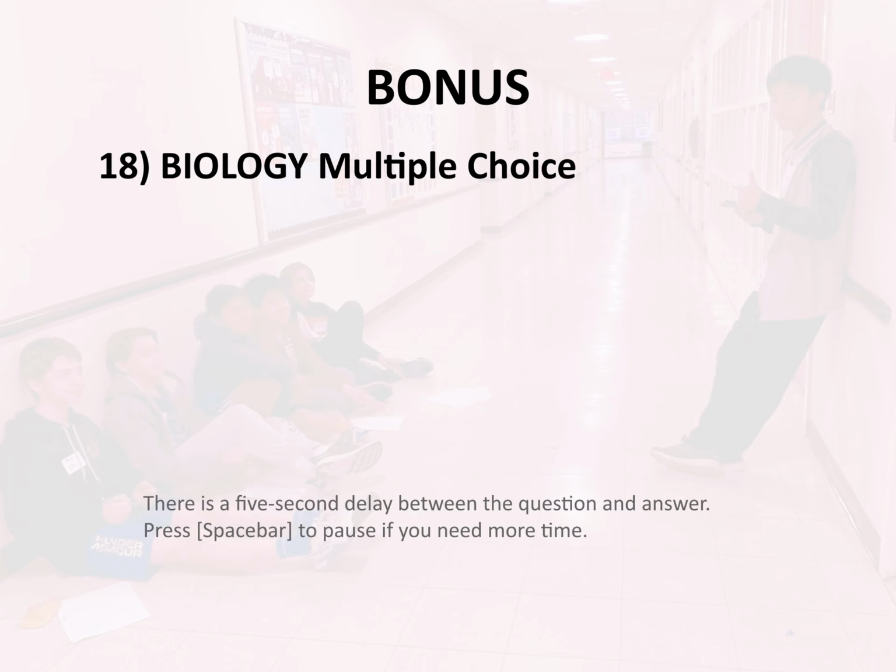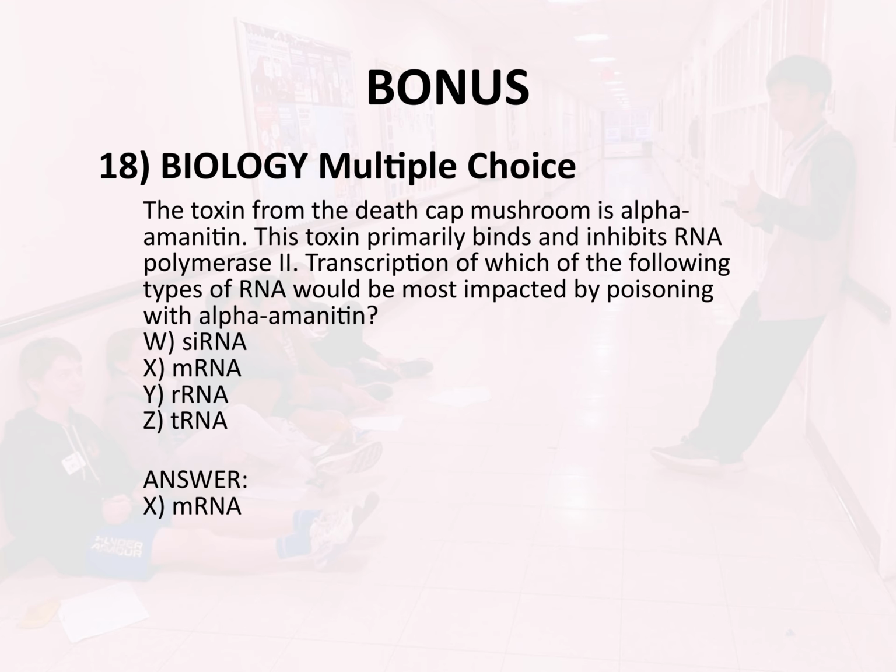Bonus 18. Biology. Multiple choice. The toxin from the deathcap mushroom is alpha-amanitin. This toxin primarily binds and inhibits RNA polymerase II. Transcription of which of the following types of RNA would be most impacted by poisoning with alpha-amanitin? W. siRNA, X. mRNA, Y. rRNA, Z. tRNA. Answer: X. mRNA.